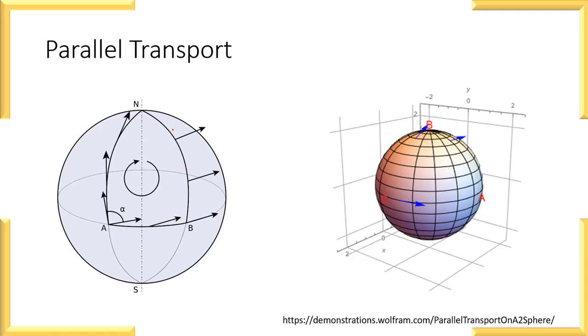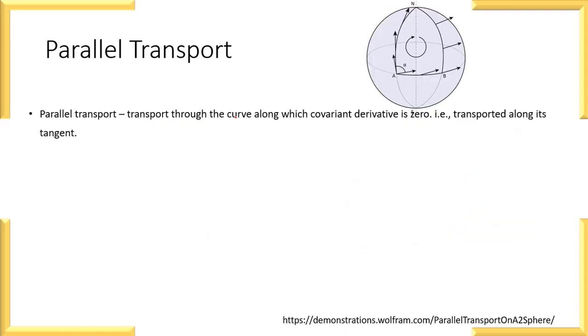Only the parallel transport gives us such that the vector remains the same. This is also a way of connecting two vectors in the manifold, because one can be set parallel to another when it can be obtained through parallel transport. So parallel transport through a curve is along the covariant derivative; this is a curve along which the covariant derivative is zero.